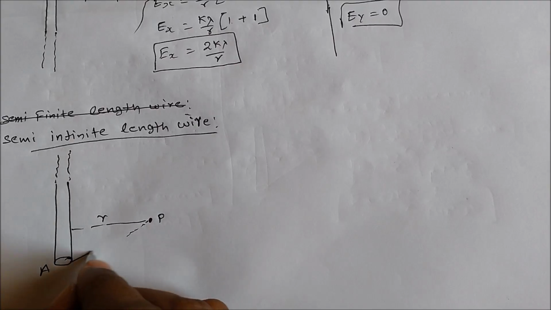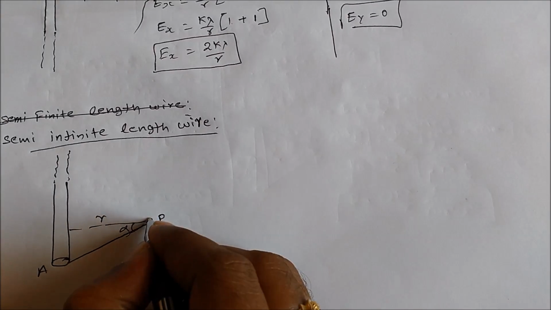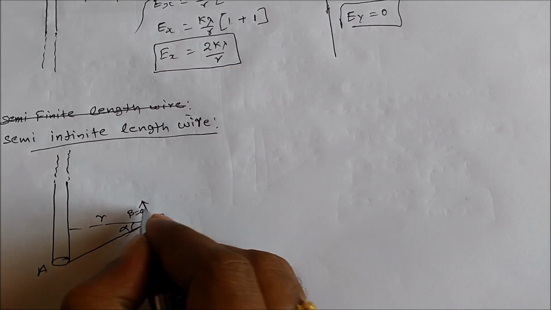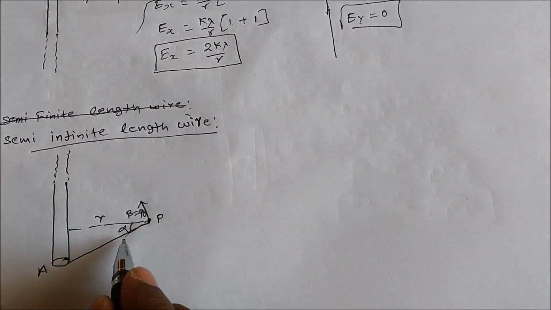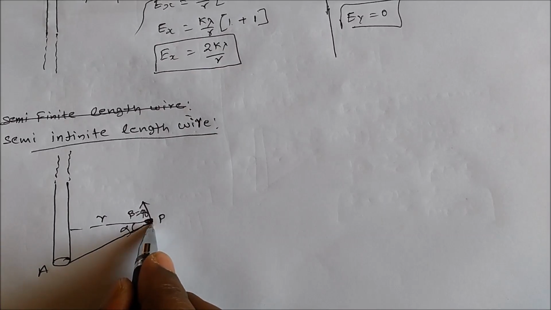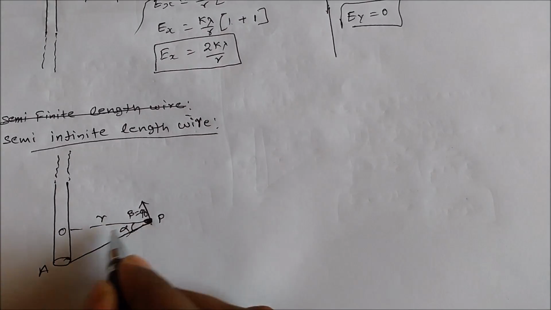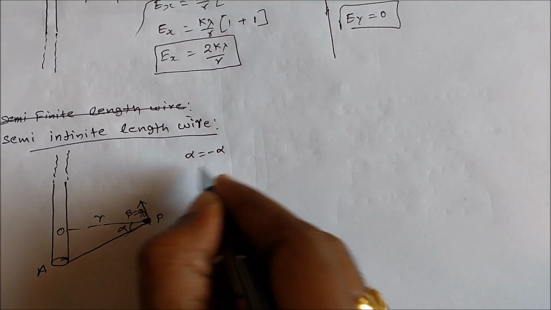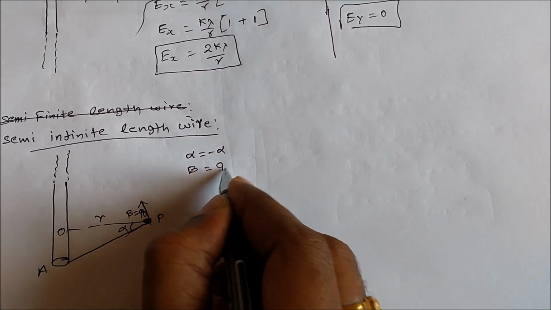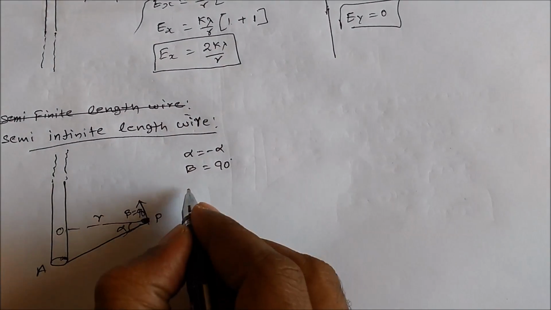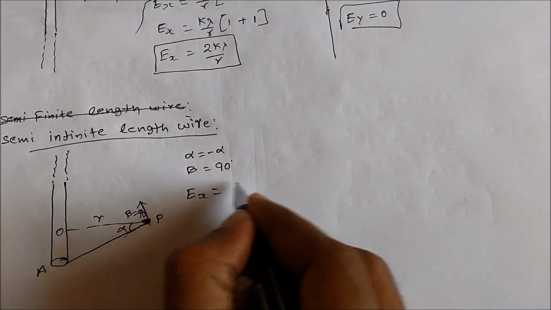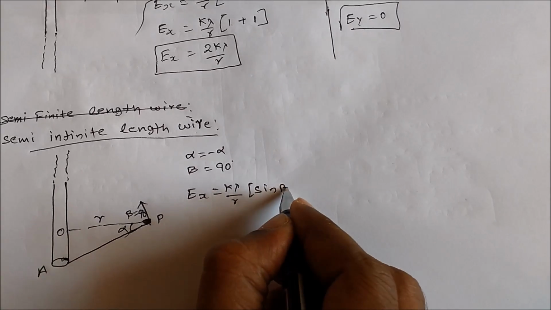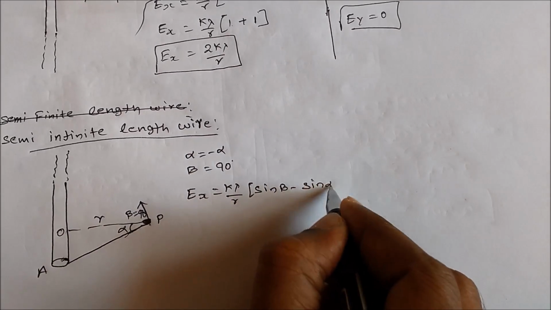Now this angle is alpha, and beta is equal to 90 degrees in a semi-infinite length wire. Here if I select the point P near that A end, then alpha is equal to negative alpha, beta is equal to 90 degrees. If you substitute that, what is the Ex value? The Ex formula is k lambda by r, sin beta minus sin alpha.